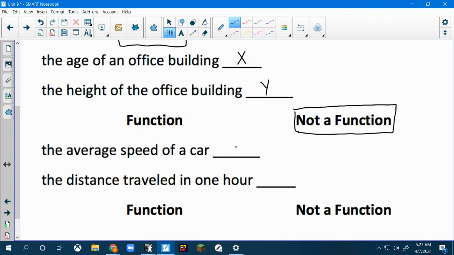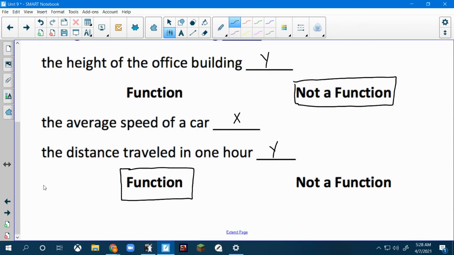The average speed of a car, x. The distance a car travels in an hour, y. Is that a function or is that not a function? That is a function. If we're talking about one specific car, that is a function. Let's keep going.